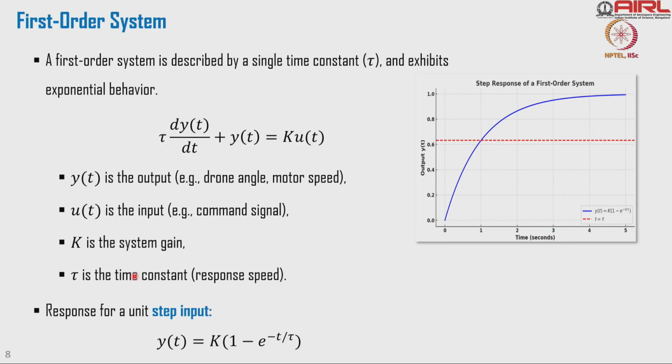If you look at the response, if I solve this particular equation for a step input, y(t) will be K times (1 minus e to the power minus t by tau).